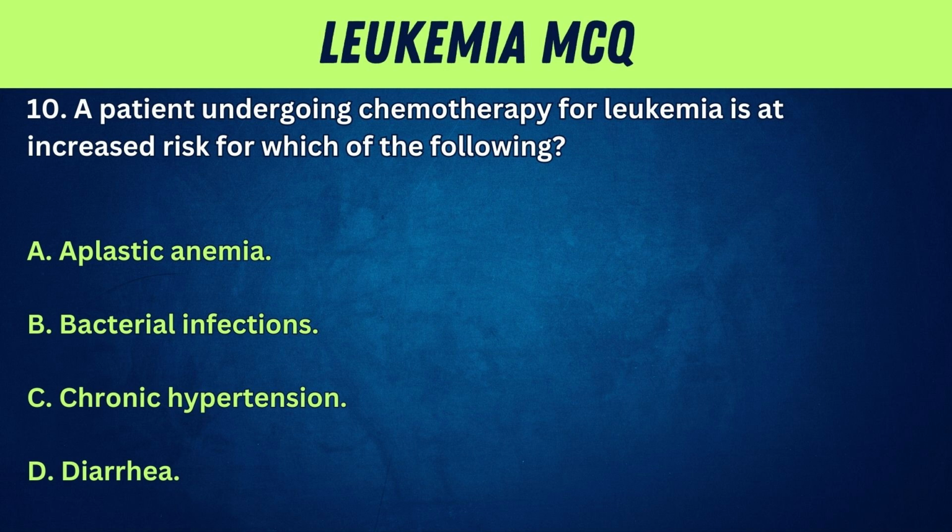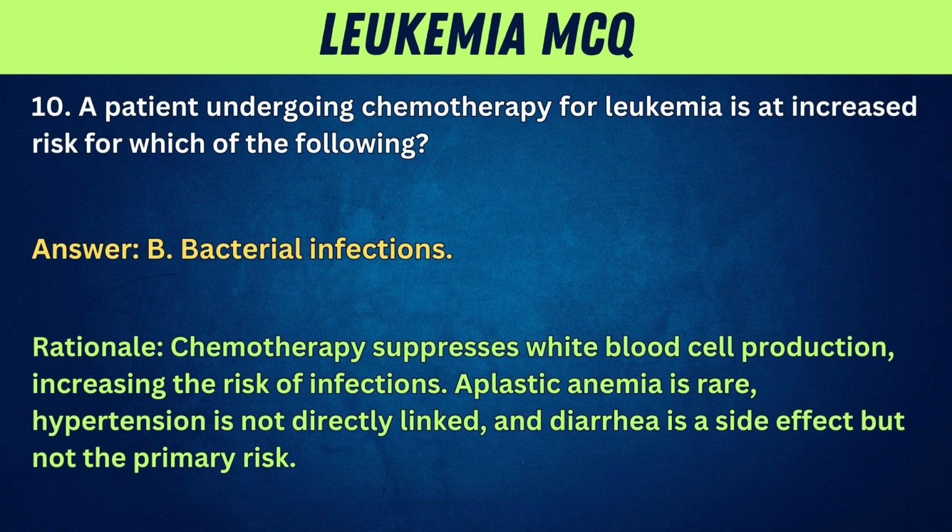10. A patient undergoing chemotherapy for leukemia is at increased risk for which of the following? A. Aplastic anemia. B. Bacterial infections. C. Chronic hypertension. D. Diarrhea. Answer: B. Bacterial infections. Rationale: Chemotherapy suppresses white blood cell production, increasing the risk of infections. Aplastic anemia is rare. Hypertension is not directly linked, and diarrhea is a side effect but not the primary risk.